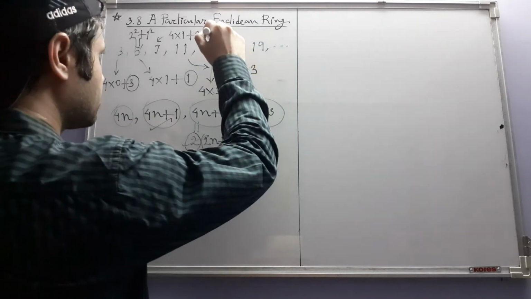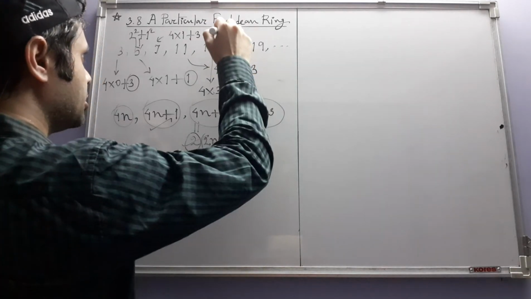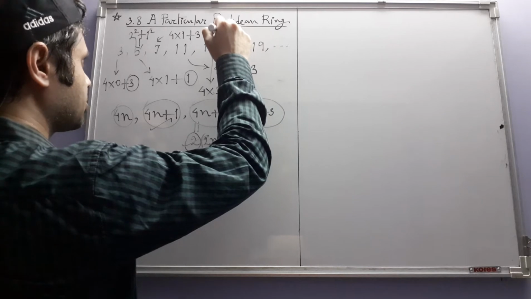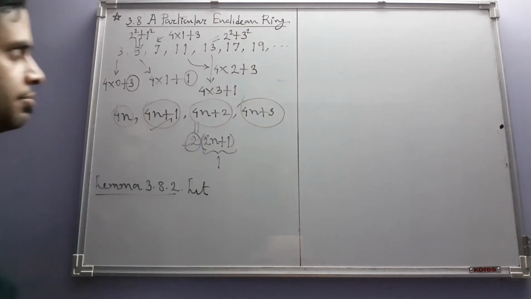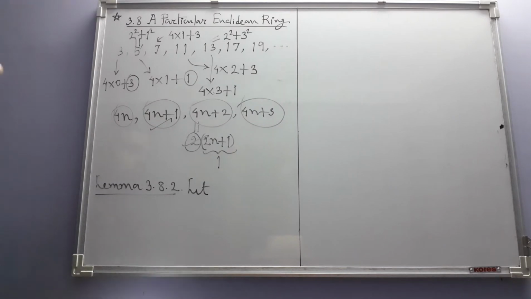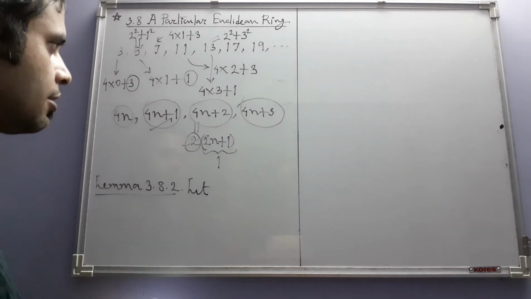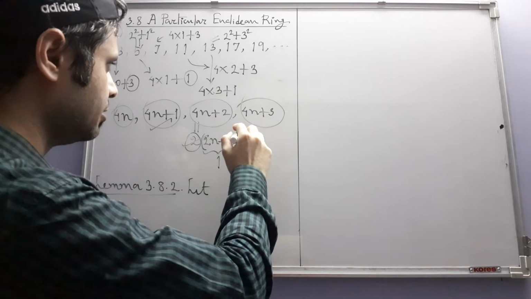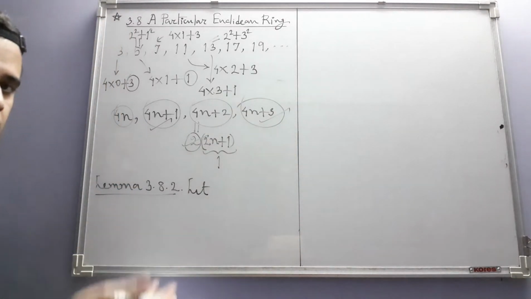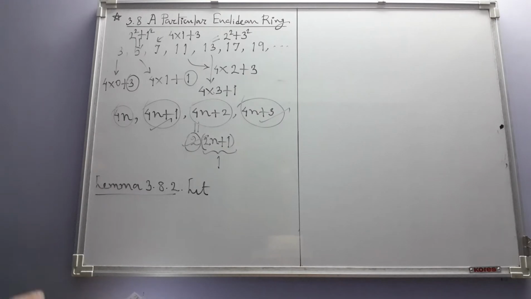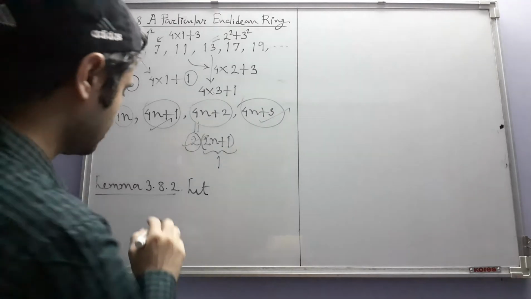Yes, this can be written as 2 square plus 3 square, like that. And there is one more result also, if I am remembering correctly: no prime of the form 4n plus 3 is a sum of two squares. That is also there, however we are not interested in that.